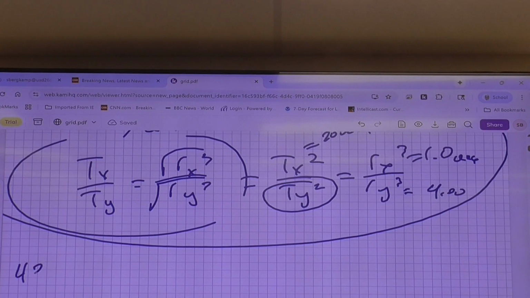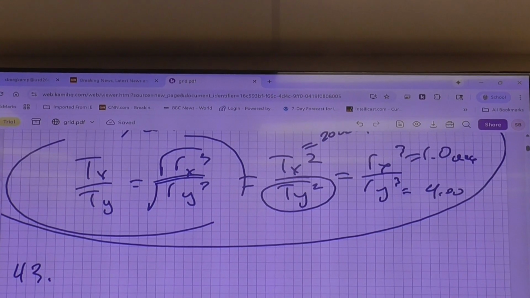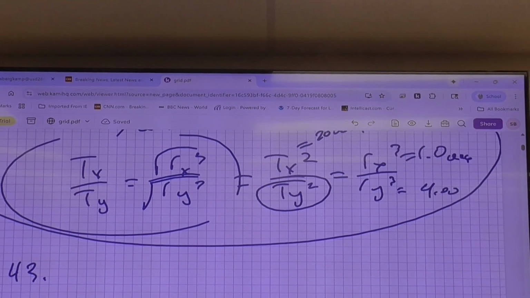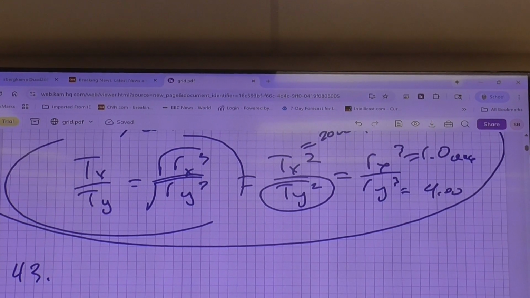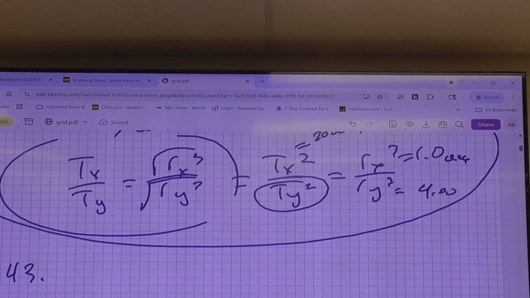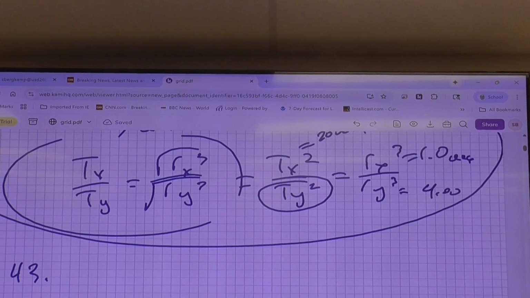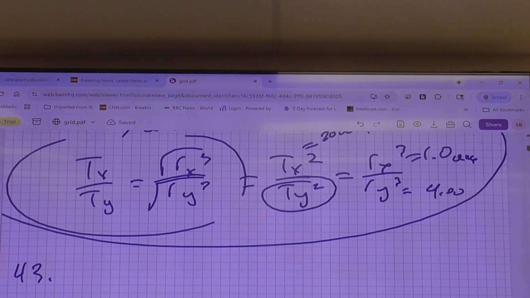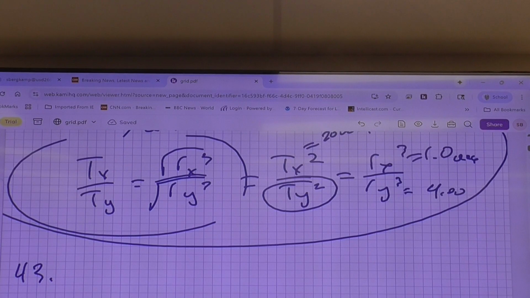So 43, we're going to use the same idea. Satellite A orbits planet A at speed 10,000 meters per second. Satellite A is twice as massive as satellite B and orbits at twice the distance from the center of planet A. What is the speed of satellite B, assuming both orbits are circular? Now, that was a little bit tricky when they wrote this problem. Does the fact that satellite B is twice as massive as satellite A matter? Is that a factor?